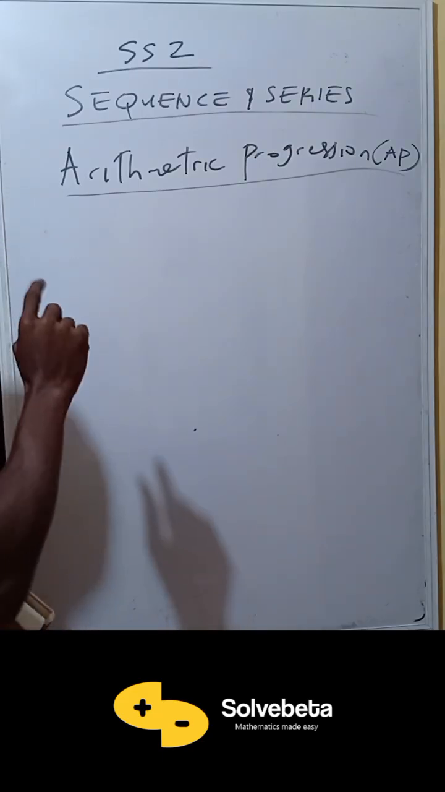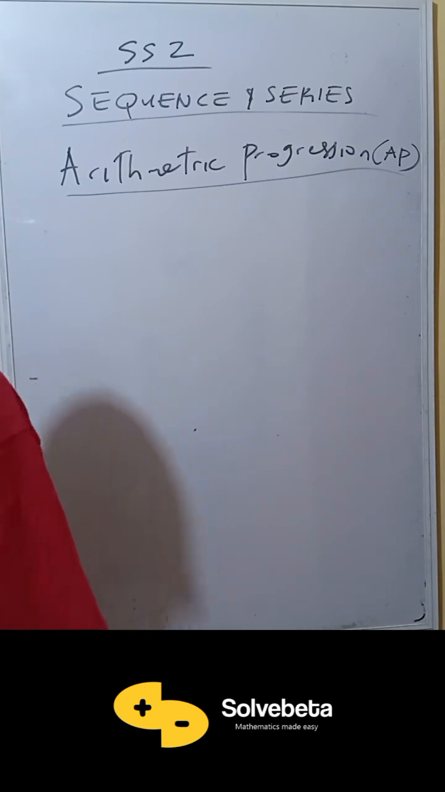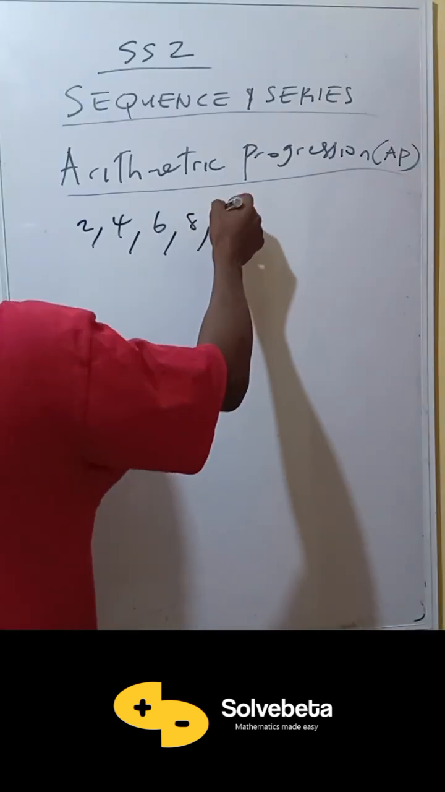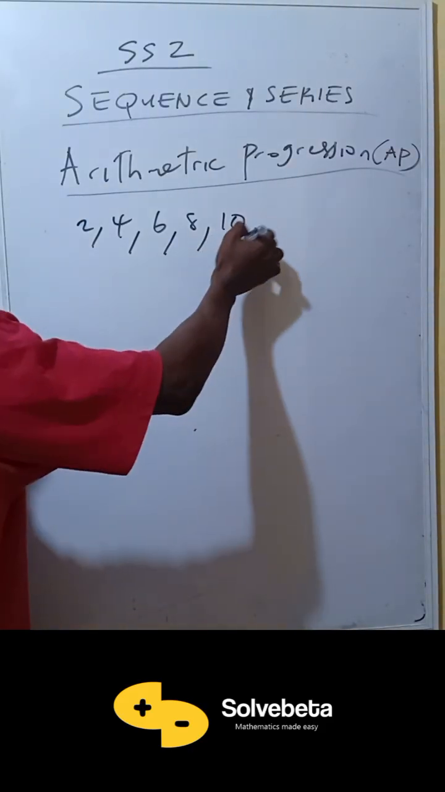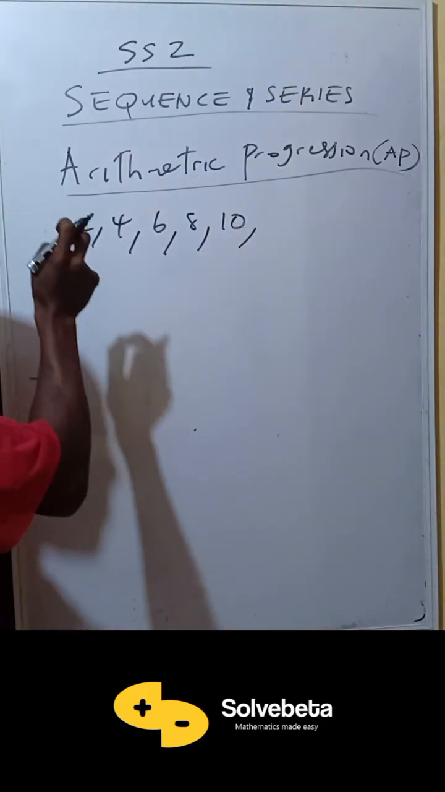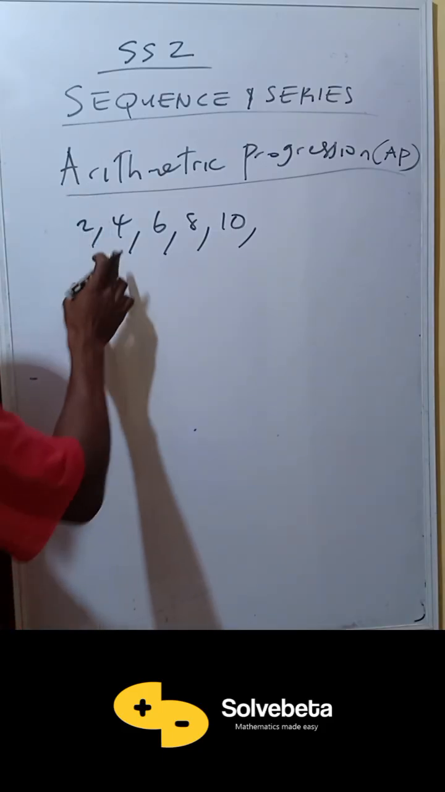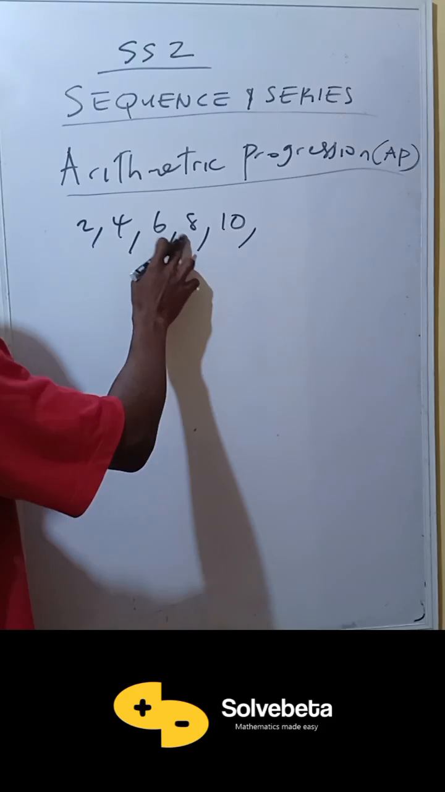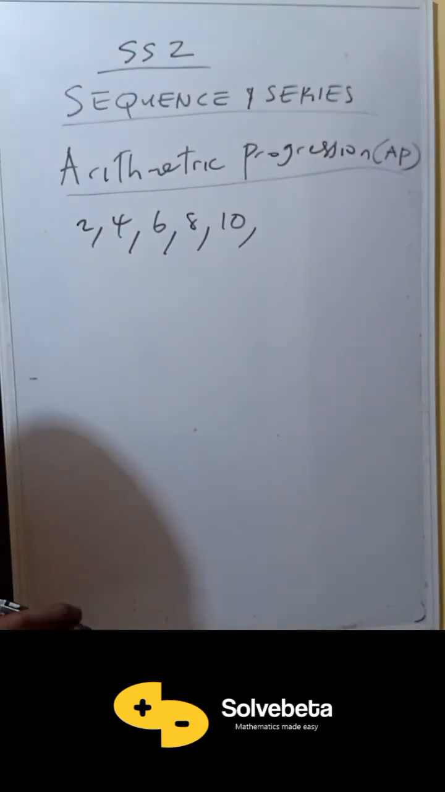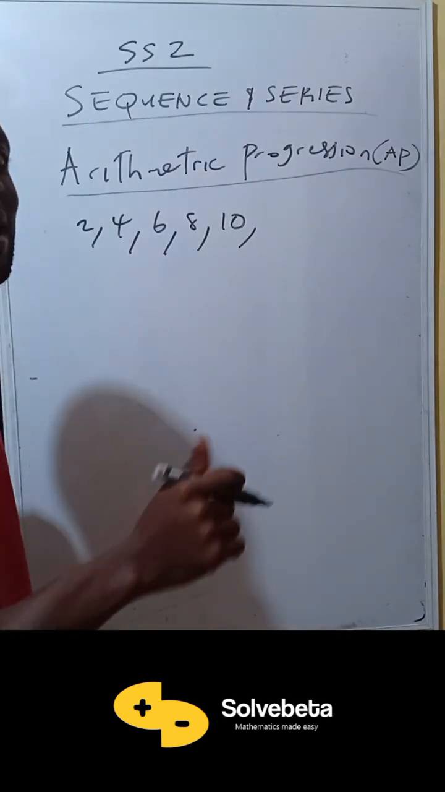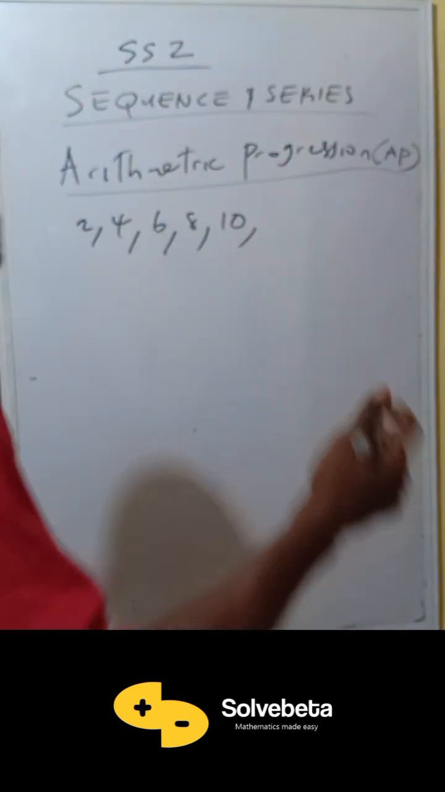Now, I'm going to give you that same example: 2, 4, 6, 8, 10. This is an arithmetic progression. The next term is gotten by adding or decreasing the same number from the previous term. To get 4, we add 2 to this 2. To get 6, we add the same 2. To get 8, we add the same 2. To get 10, we add the same 2. That's what makes it an arithmetic progression. Mind you, there are other sequences where you do not add the same term. You add different terms. Look at this sequence.